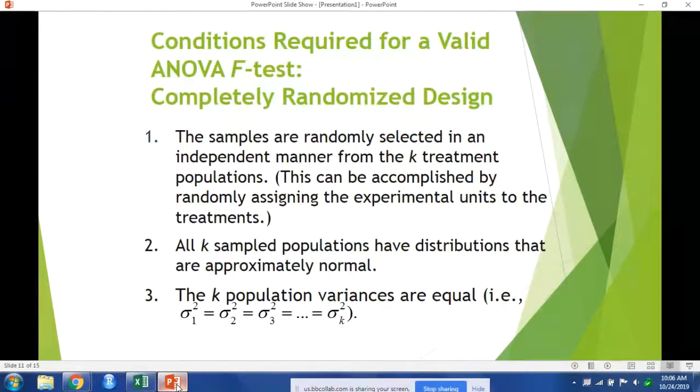So the assumptions for running an ANOVA are: the samples are randomly selected, so it always comes back to simple random sampling or random sampling. They are all drawn from a normal distribution or approximately normal. And third, that all the variances are equal.